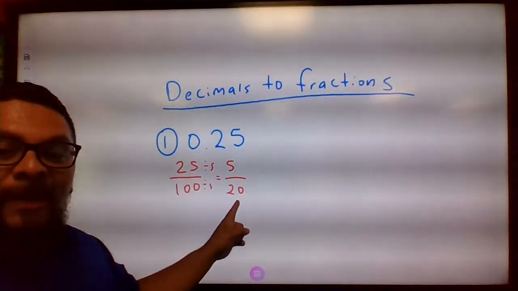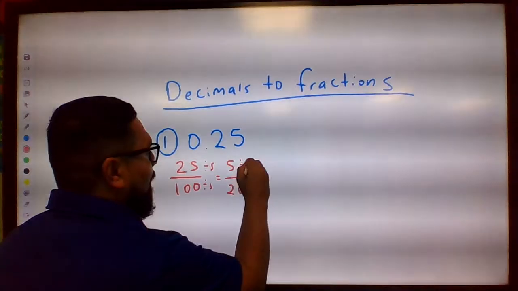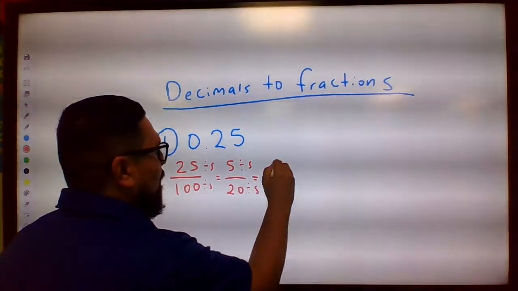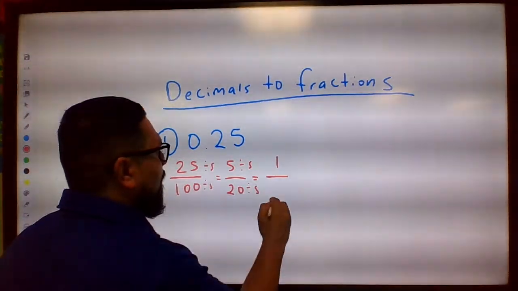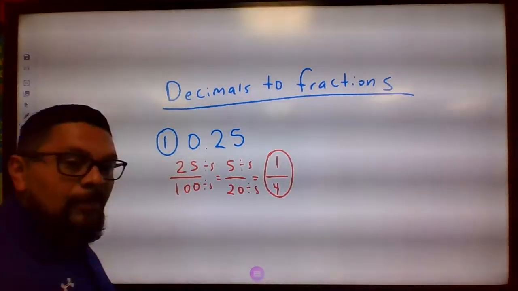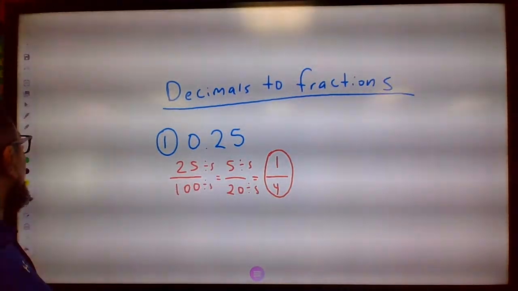Can you still simplify this? Yes. Divided by 5, divided by 5. 5 divided by 5 is 1. 20 divided by 5 is 4. There's your answer. You're done. Now, go on to number 2.